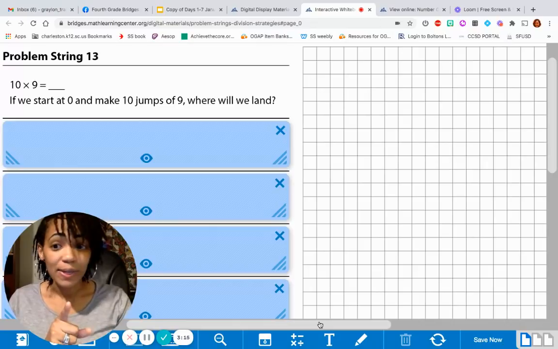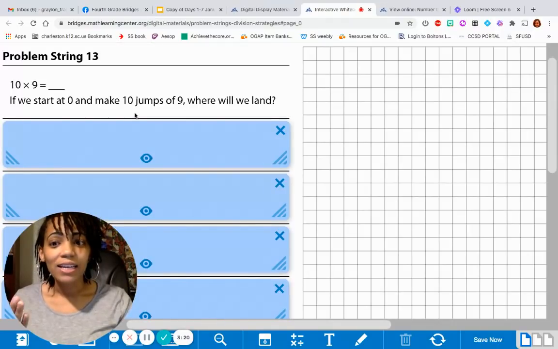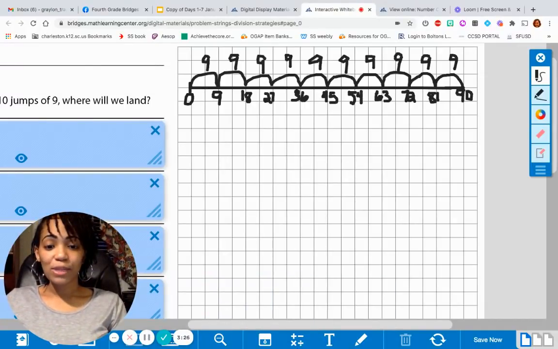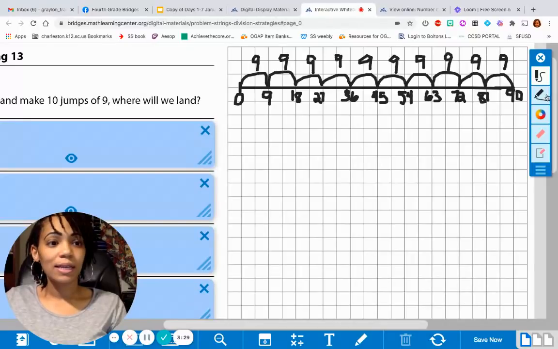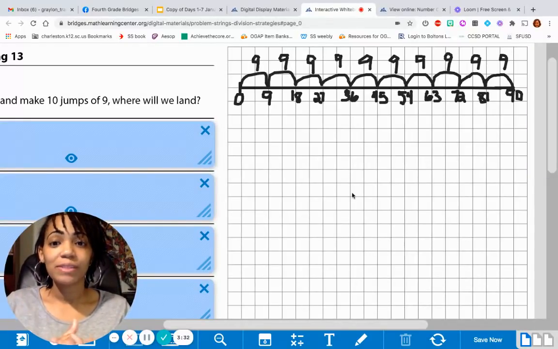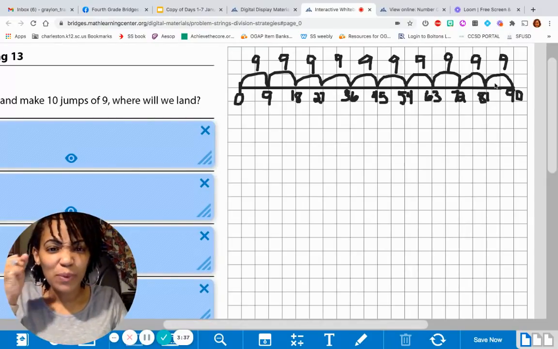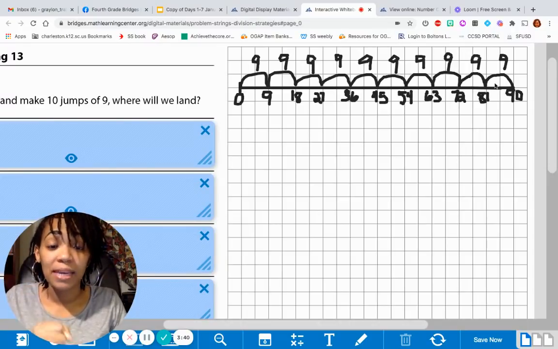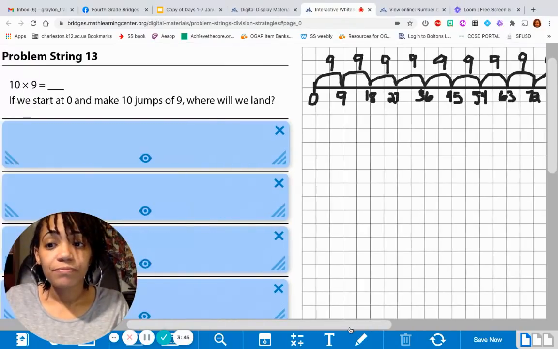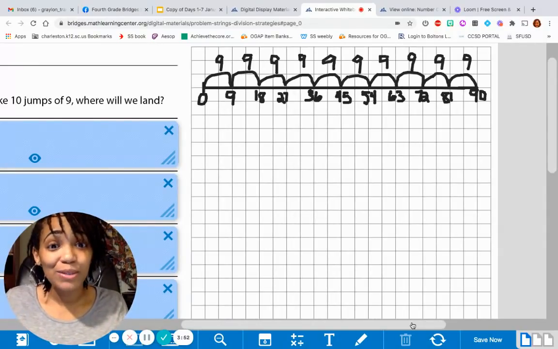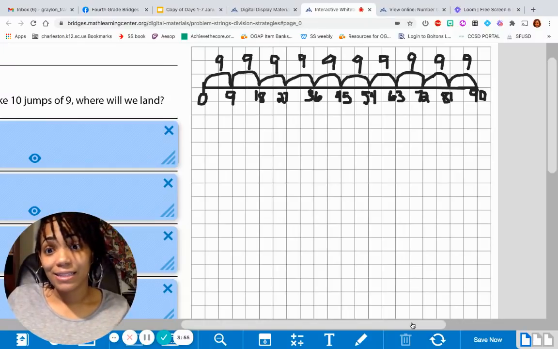So pause this video very quickly. Go ahead and make your number line starting at 0, and it says make 10 jumps of 9 to figure out where we're going to land. Go ahead, do it right now. Okay, so hopefully you have your number line drawn. Here is mine. It said start at 0 and make 10 jumps of 9. Where do we land? We know it's 90 because when we're multiplying, we're taking a number and we're iterating it. That's a fancy word for saying we're copying it over and over and over. So if we have the problem 10 times 9, then essentially we're taking 9 and we're copying it 10 times, or we could do 10 and copy it 9 times, okay?